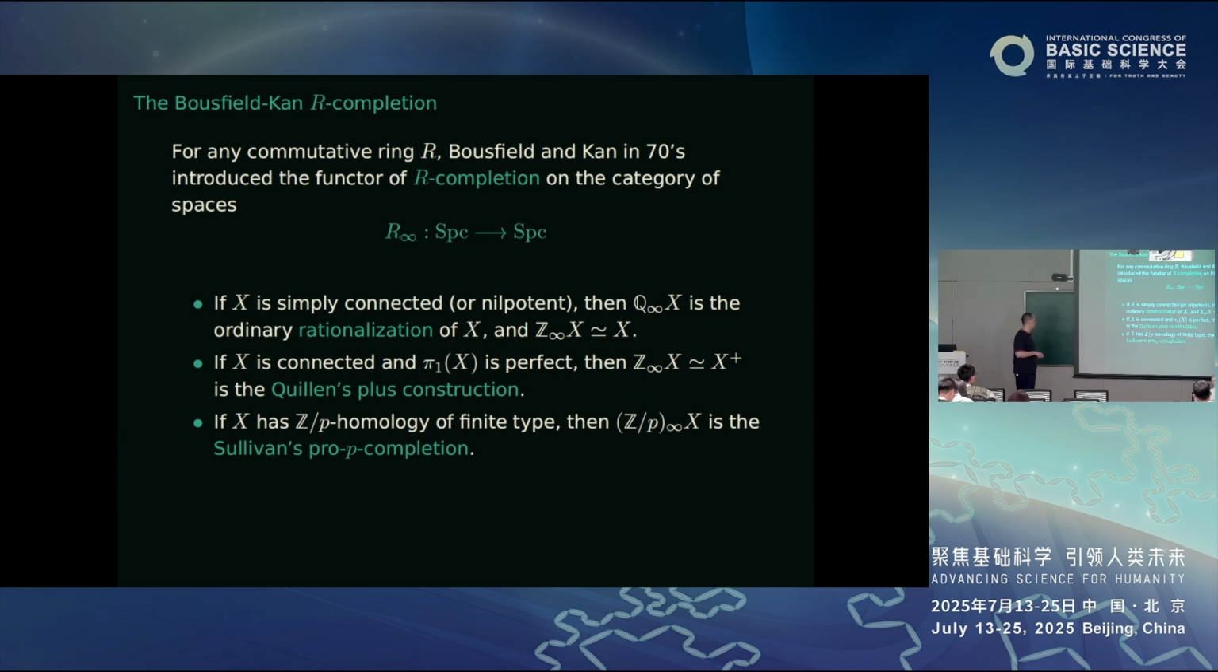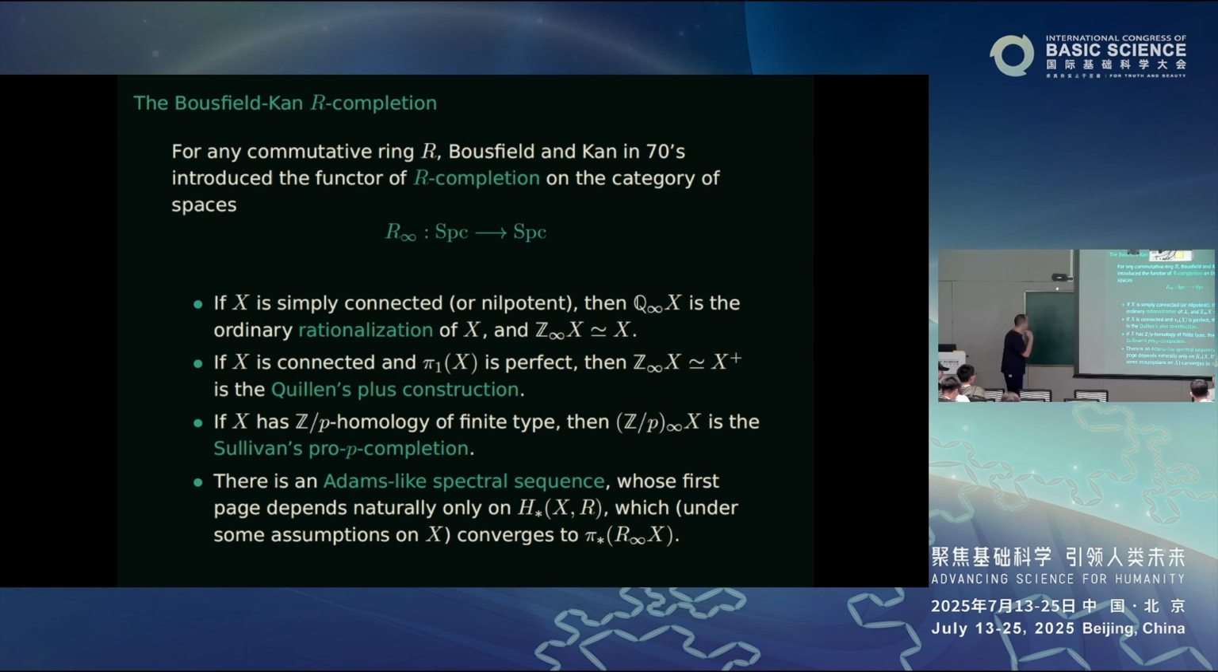If R is equal to Z mod p, then at that point there was already a construction of Sullivan's p-completion, and under some finiteness conditions, this Bousfield-Kan Z mod p completion coincides with the Sullivan p-completion.